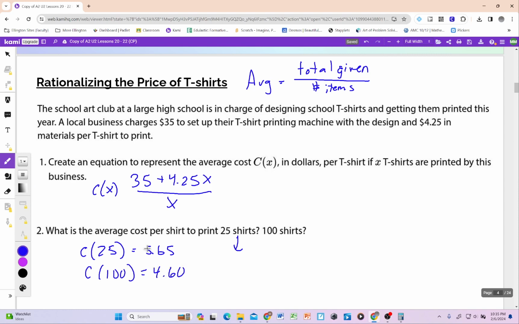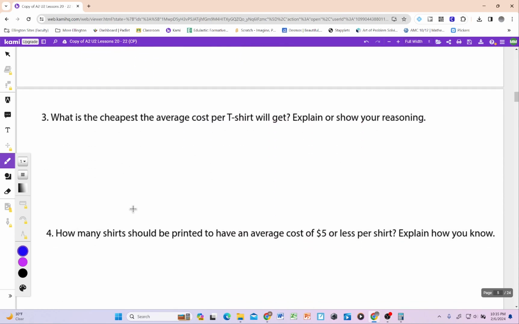So what does that mean? The more shirts that we purchase, the average price goes down. Again, it's that division concept, right? So essentially, we keep going down and down and down. The average can decrease until a point, right? So is there a point where the average just kind of stops? So what's the cheapest the average cost per t-shirt will get?